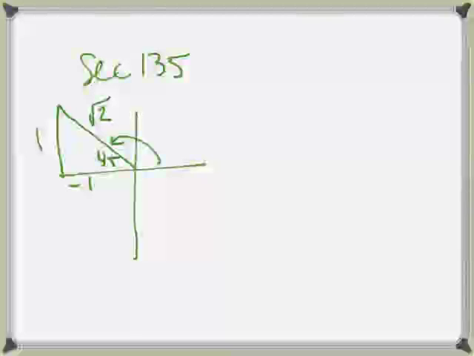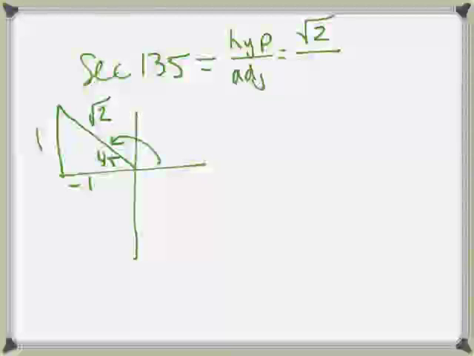Secant. We don't have SOHCAHTOA for secant. Secant is the reciprocal of cosine, which is adjacent over hypotenuse, so we flip that over and do hypotenuse over adjacent. What's the hypotenuse? Square root of 2. What's the adjacent? The negative 1 is the adjacent. Dividing by negative 1, I get negative square root of 2. Nice, so simplify when possible, but leave square roots on the bottom if that's where they are.